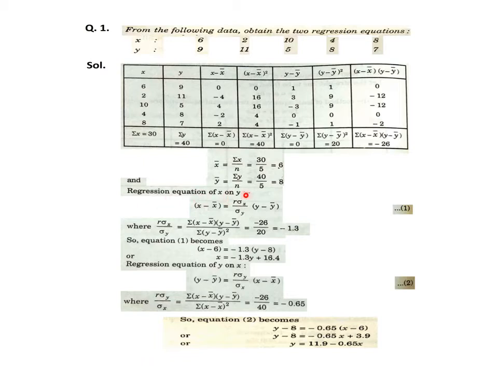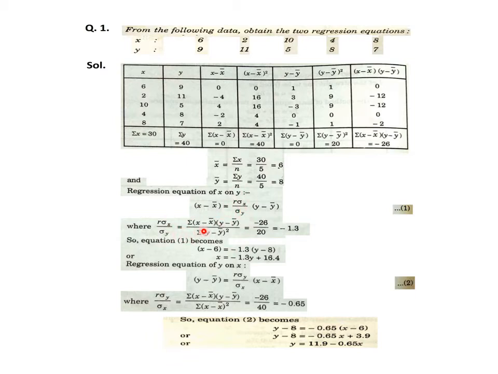For the regression equation of x on y, the formula is x minus x bar equals r sigma x upon sigma y into y minus y bar. And here x bar and y bar are already calculated as 6 and 8 respectively. What do we need? We need r sigma x upon sigma y, and there is one standard formula which you have to remember for r sigma x upon sigma y directly.